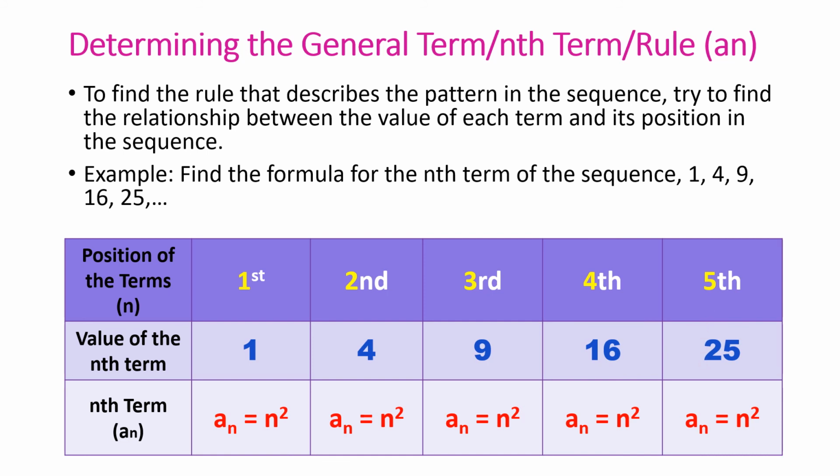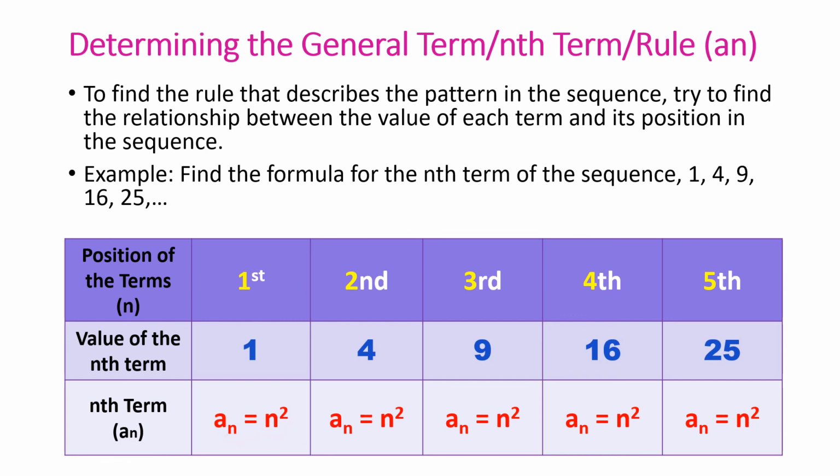Ibig sabihin, ang pattern natin sa sequence na ito ay ita-times mo lamang sa sarili niya yung position. So, paano yun isusulat into equation? So, we will have a sub n is equal to n raised to 2 or yung exponent na 2 ang mag-i-imply na i-multiply mo yung position sa sarili niya. So, we will have the equation a sub n is equal to n squared.